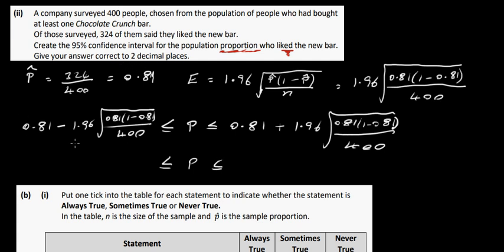So when you do all of this, you can do this on your calculator. Do it in steps again. Don't try and stick it all into your calculator at once. And you end up on the left hand side with 0.77. And on this side you'll end up with 0.85 when you work all this out. So somewhere between 77% and 85% is our population proportion, people who actually liked the new bar. Okay, so that's that question.